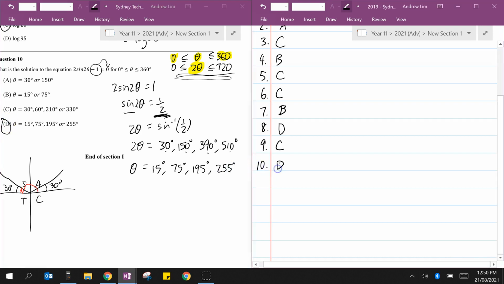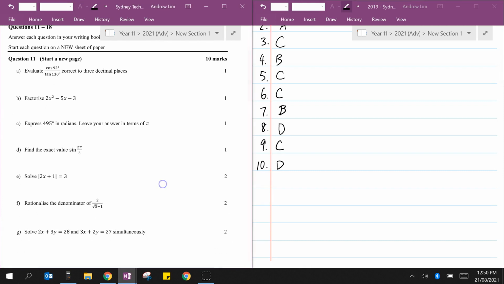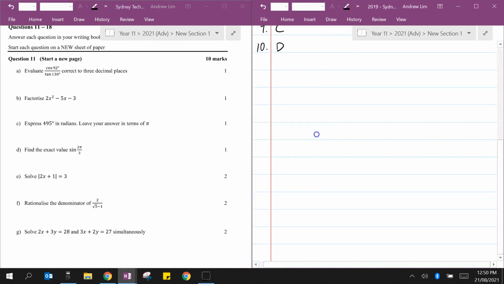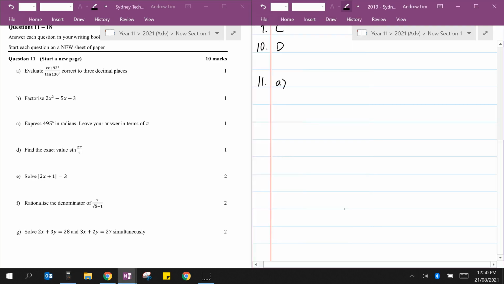Okay, so that's it for multiple choice. Let's have a look at question 11. Evaluate cosine 92 degrees over tangent 130 degrees, correct to 3 decimal places. 0.029.